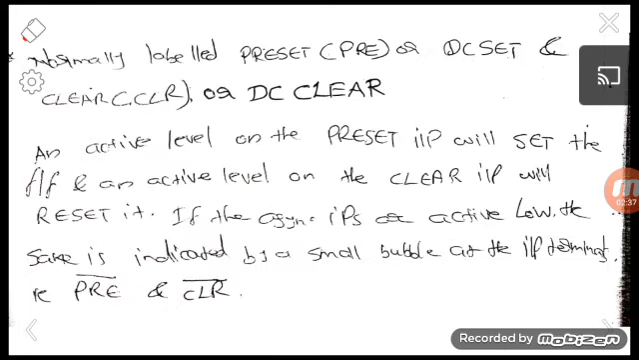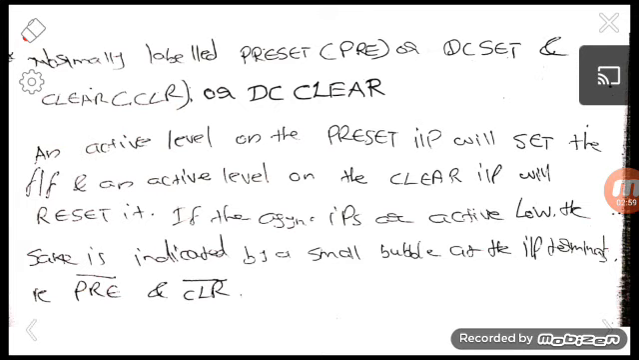Normally the asynchronous inputs are labeled as preset, the short form is PRE, or we can also call it direct set. Another asynchronous input is clear, the short form is CLR. It is also called direct clear.